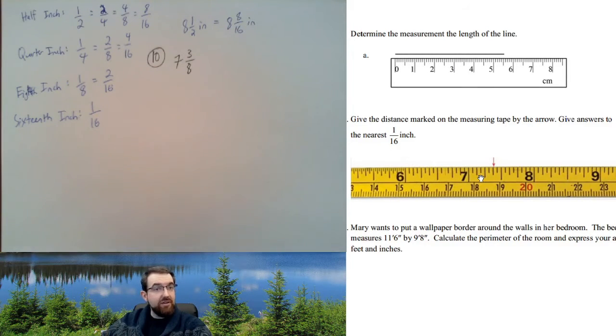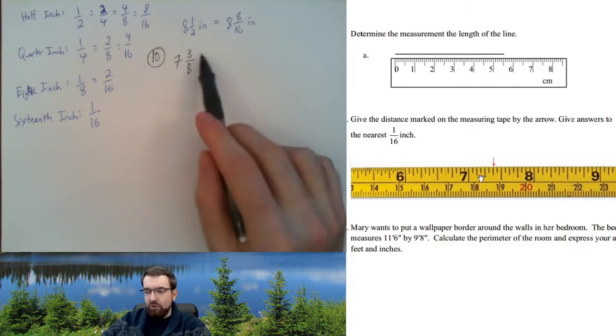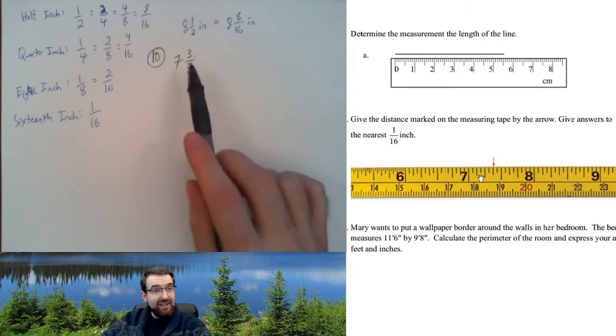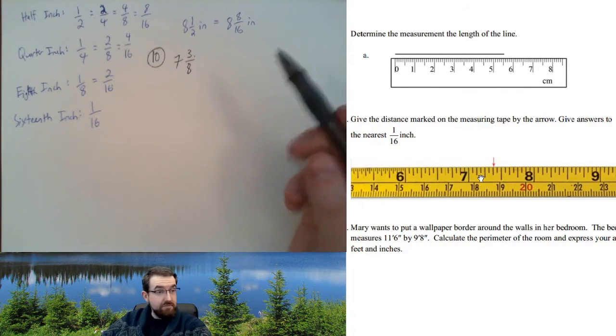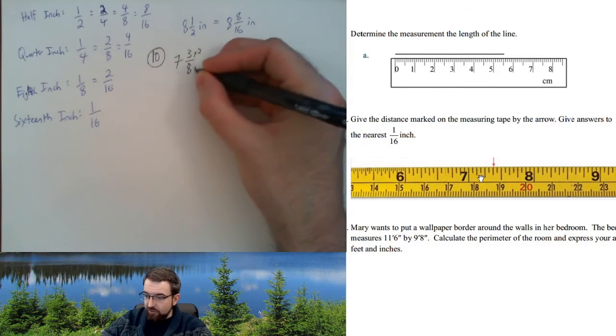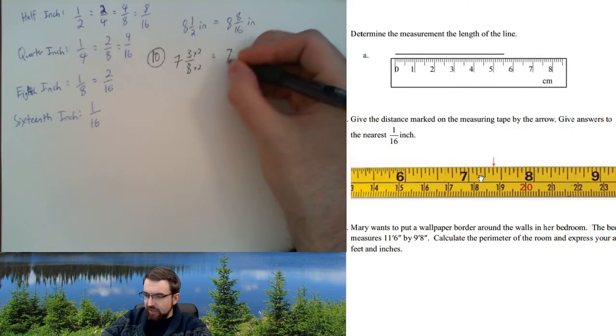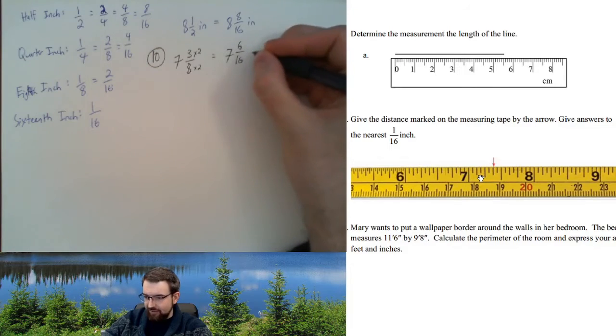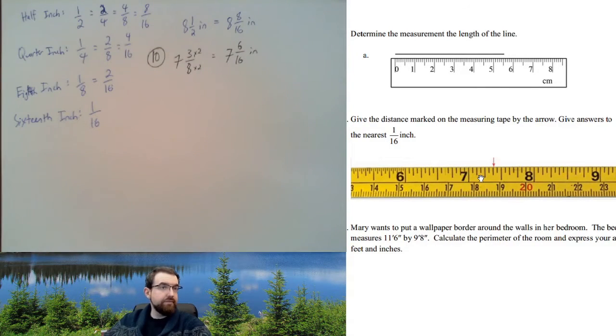But it's asking for the nearest 16th of an inch. Now I would be content with you saying 7 and 3/8 of an inch. But if you wanted to put that in 16ths, we're just going to times this top by 2 and times this bottom by 2. So that's going to be the same as 7 and 6 over 16 inches. So that's all you've got to do for those.